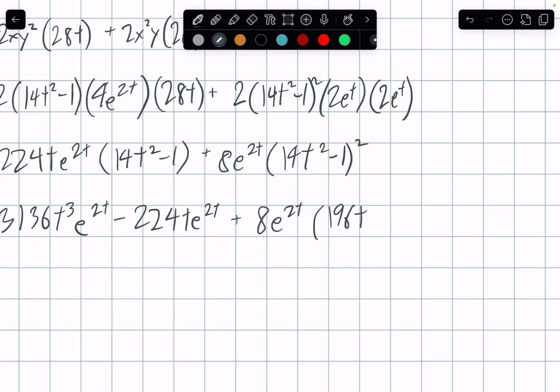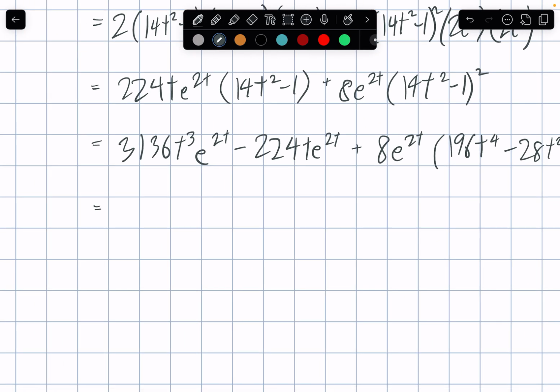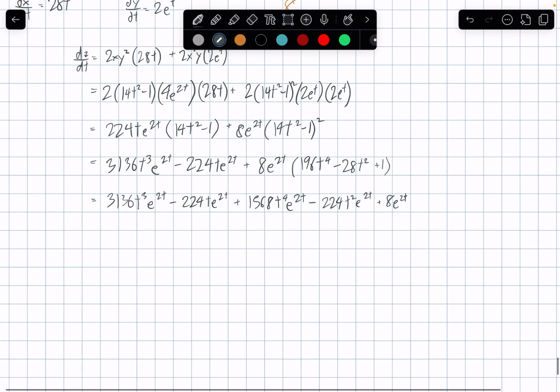So what you get is 196t raised to 4 minus 28t raised to 2 plus 1. The final answer would be 3136t cubed e raised to 2t minus 224t e raised to 2t plus 1568t raised to 4 e raised to 2t minus 224t squared e raised to 2t plus 8e raised to 2t. Voila.